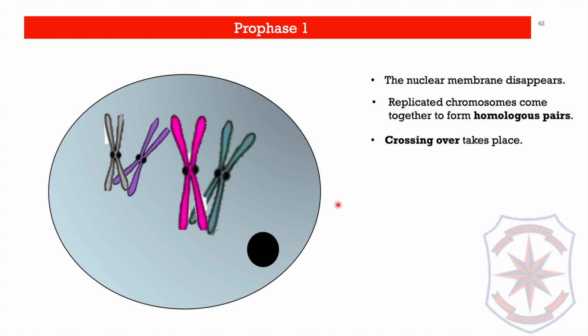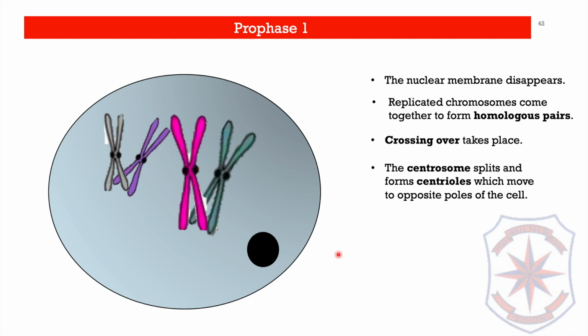How do you know that crossing over is taking place? As you can see, the chromatids are overlapping. Okay, the chromatids of homologous chromosomes are overlapping. Don't worry about crossing over for now. You will understand crossing over particularly when we look into lesson 3. Another thing that happens is that this structure, the centrosome, splits and forms centrioles, and then the centrioles will start moving to the opposite poles of the cell.